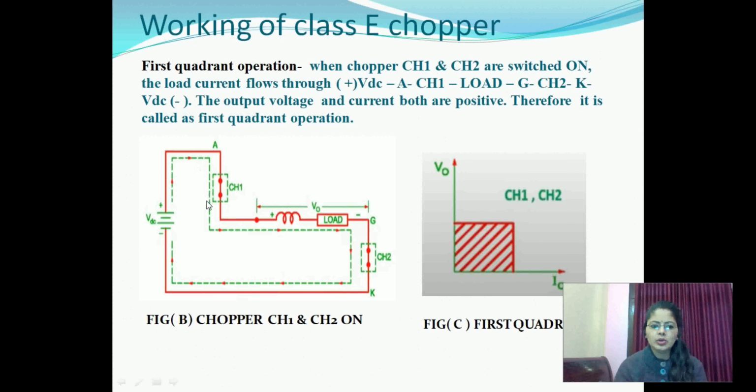This time the load current flows from the VDC through A, through CH1, through this L, through this load, then CH2, then K, then back to the VDC. The direction of the current is the same as the direction of the reference current. At that time the output current is positive and the output voltage is positive when CH1 and CH2 are switched on.